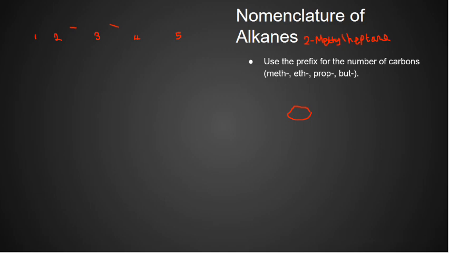Okay, so now after you've been able to determine the prefix, the next thing is for you to determine the suffix. You add the suffix. The suffix is usually -ane. So be it for the meth, the eth, the prop, the but, it is always -ane. So if I add the -ane, it becomes methane. To eth, it becomes ethane, propane, butane, and so on. For instance, we have CH4, which is methane.